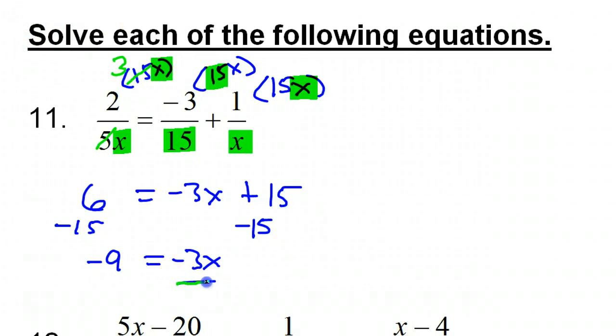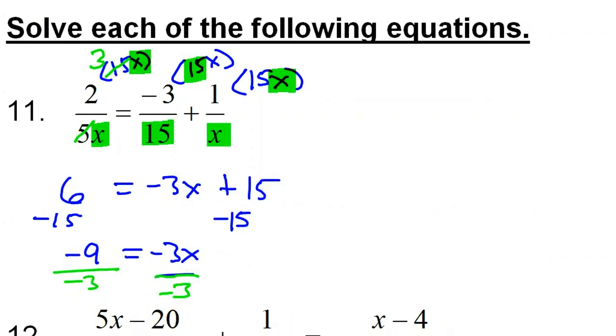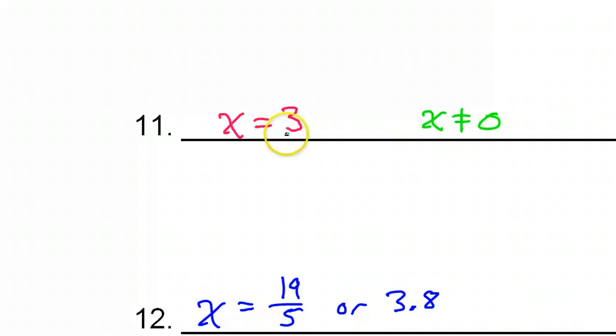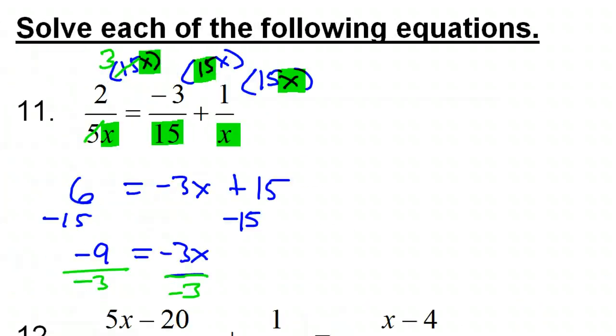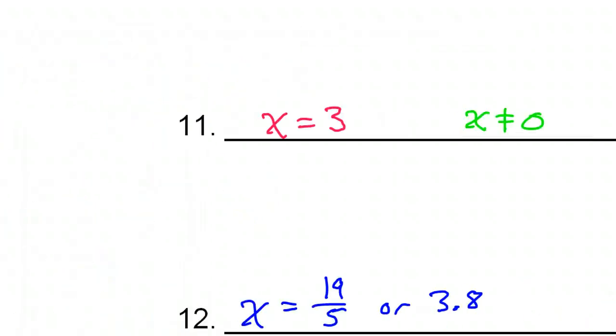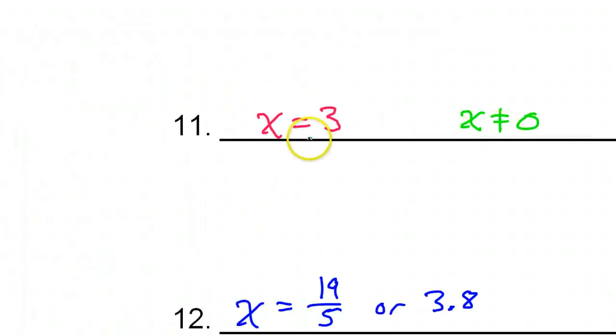Dividing both sides by negative 3. And that gives me positive 3. And we just have to make sure that this is not an excluded value. So as we take a look at the denominators, we see the only excluded value is that x cannot be 0. So 3 is totally fine. So that's the answer for number 11.